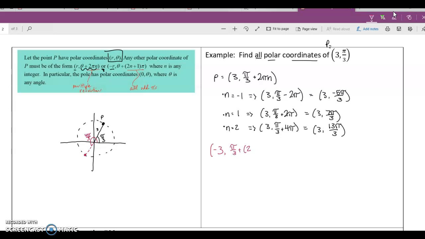plus 2n plus 1 pi. So let's say that n is equal to negative 1. If n is equal to negative 1, then our point becomes negative 3, comma, pi over 3 minus pi, which gives us the point negative 3, negative 2 pi over 3.